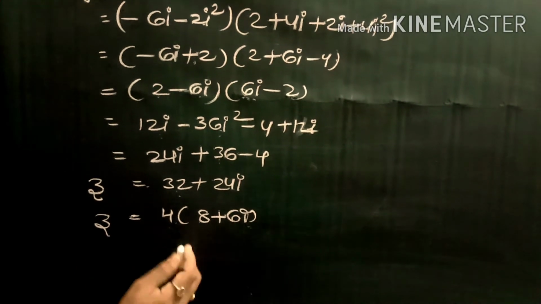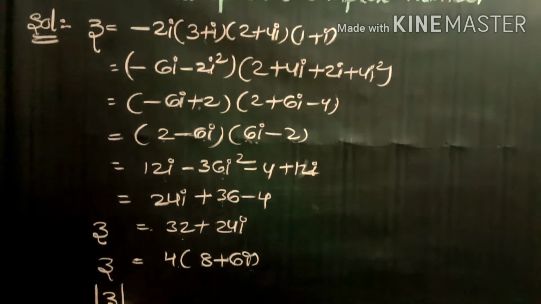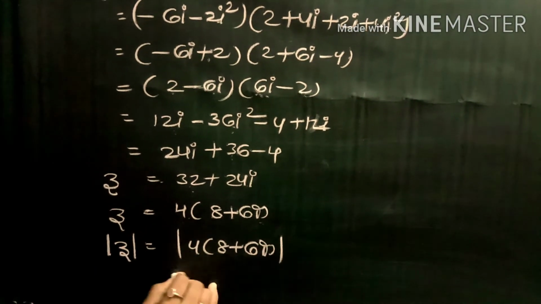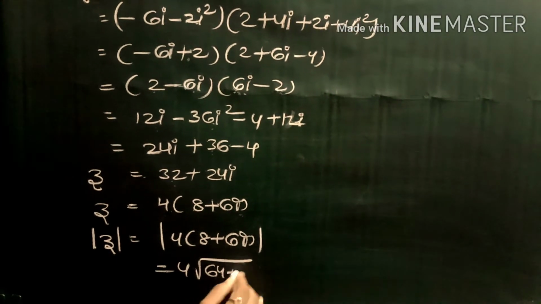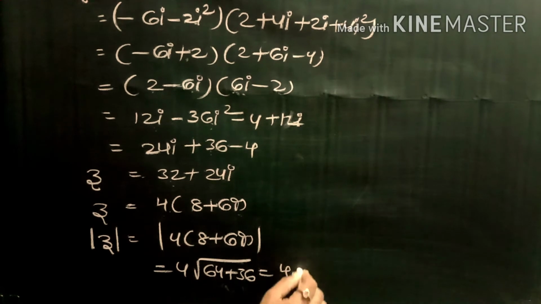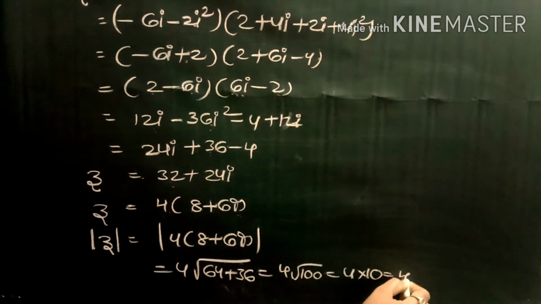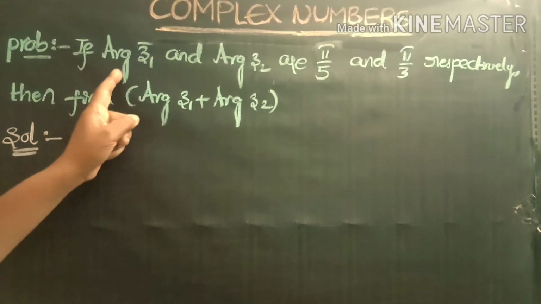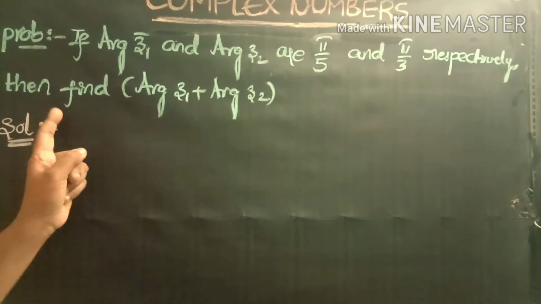Now this is the value of z, and what is the modulus of that complex number? Modulus means mod z is equal to mod 4 into (8 plus 6i), and this is equal to 4 into square root of 8 square plus 6 square, that is 64 plus 36, and this is 4 into root 100, which is equal to 4 into 10, equals 40. That's all.